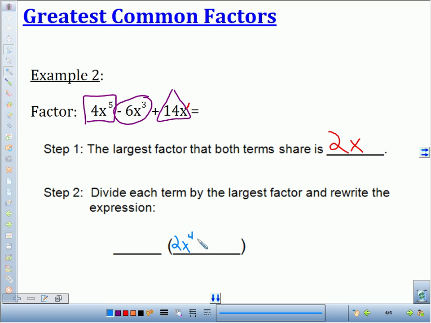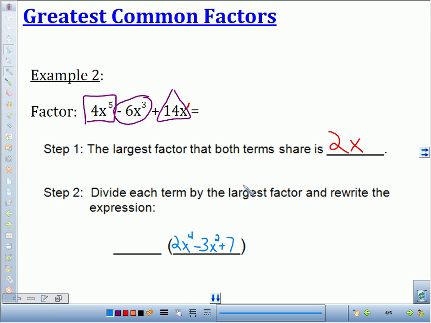Negative 6 divided by 2 is negative 3. X to the 3rd divided by x is x squared, because 3 minus 1 is 2. 14 divided by 2 is 7. And x to the 1st divided by x just goes away. Right? An x on the top of a fraction and on the bottom of a fraction would cancel each other out. So the last term is just 7.